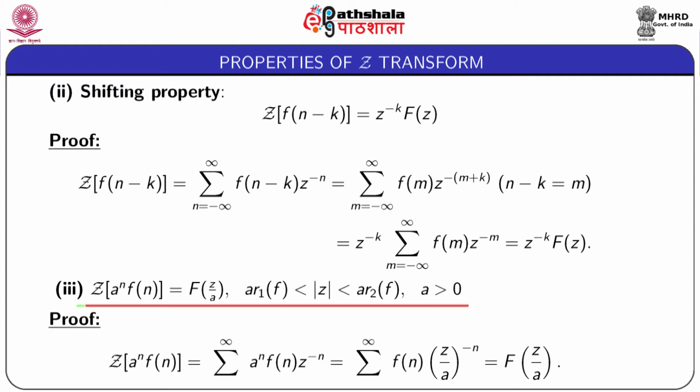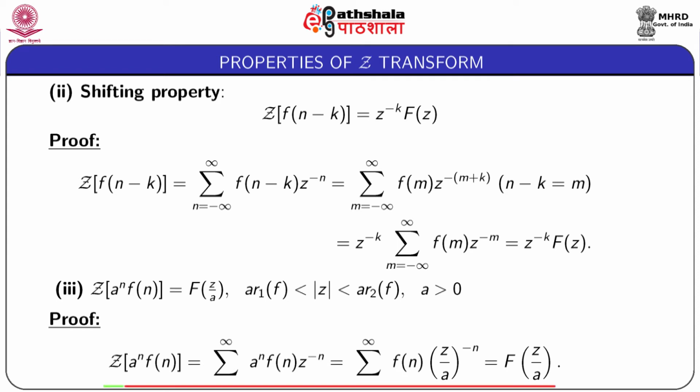Third property is that Z transform of a to the power n f(n) equals F(z by a), where a into R1f less than mod z less than a R2f, a positive. For proof, we start with Z transform of a to the power n f(n), which is equal to summation n equal to minus infinity to plus infinity a to the power n f(n) z to the power minus n, which is equal to summation f(n) into (z by a) whole to the power minus n, and which is equal to capital F of z by a. So, we have proved this property.